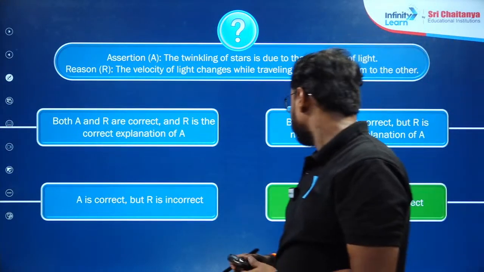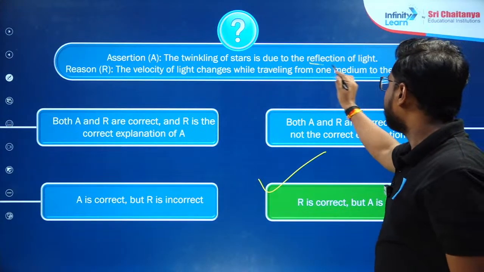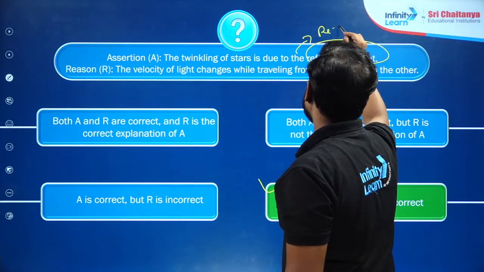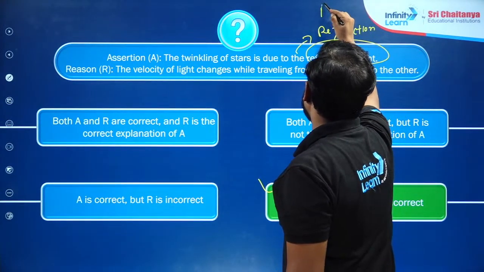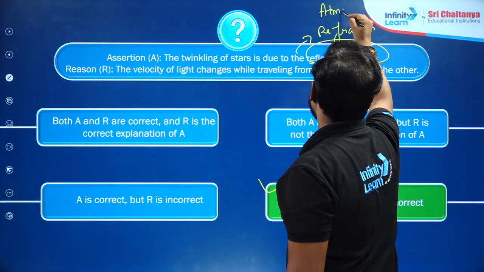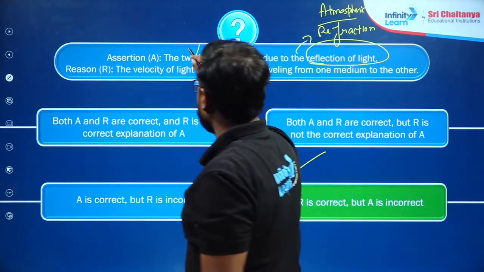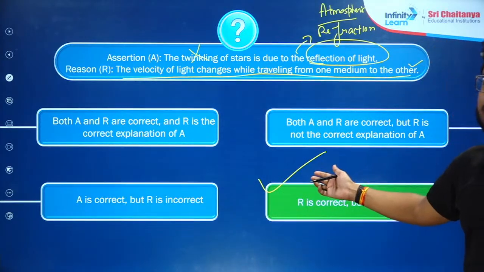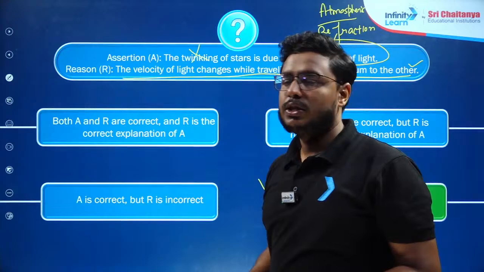Talking about the right answer, it is D part. Reason is correct, but assertion is incorrect. Why? They mentioned reflection of light. No, it is because of the refraction. And actually, it is because of atmospheric refraction. So definitely assertion is wrong. Reason, the velocity of light changes while traveling from one medium to other medium. That is definitely correct. Okay, fine. The answer is D part.